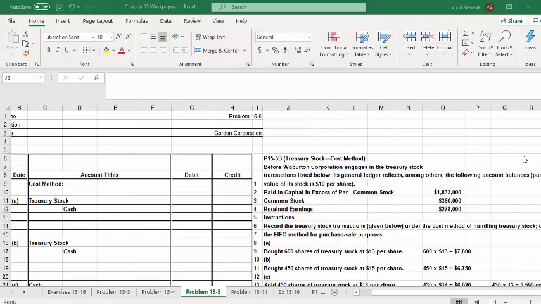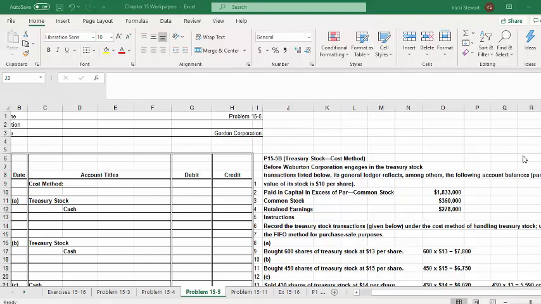This is a demonstration of problem 15.5b, Treasury Stock Cost Method. Before Warburton Corporation engages in the treasury stock transactions listed below, its general ledger reflects, among others, the following account balances. Par value of its stock is $10 per share, and the problem gives us the paid-in capital in excess of par common stock, and retained earnings balances.